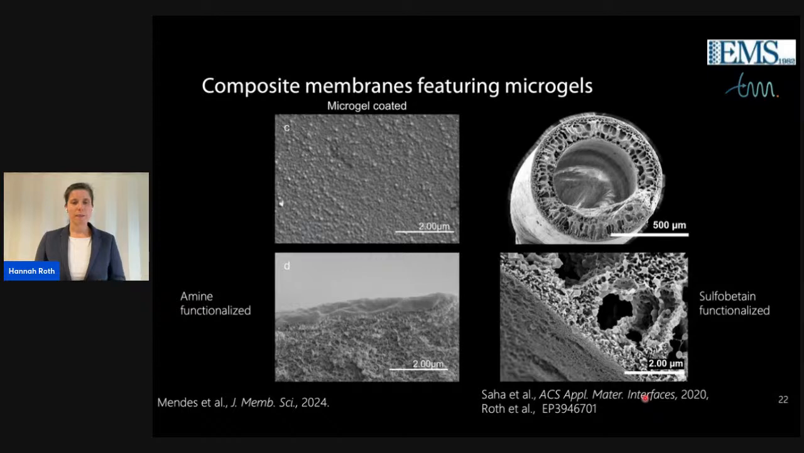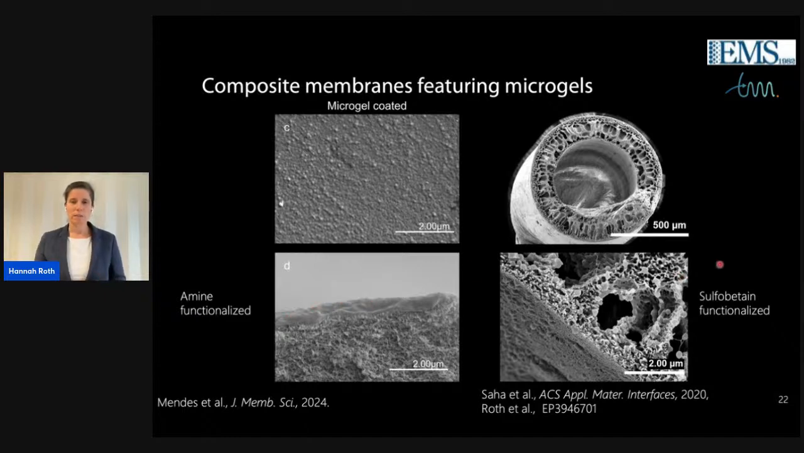Another system that I worked on myself and also with PhD students is to use microgels as functionalization of membranes and hollow fiber membranes. And these are the final membrane structures. You can see here a flat sheet membrane that is spray coated with an amine functionalized microgel, and that in the end showed CO2 selective separation behavior.